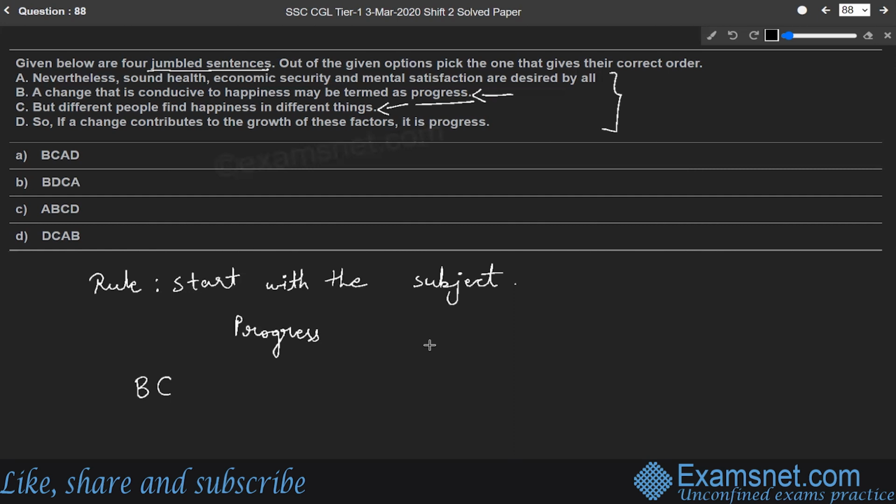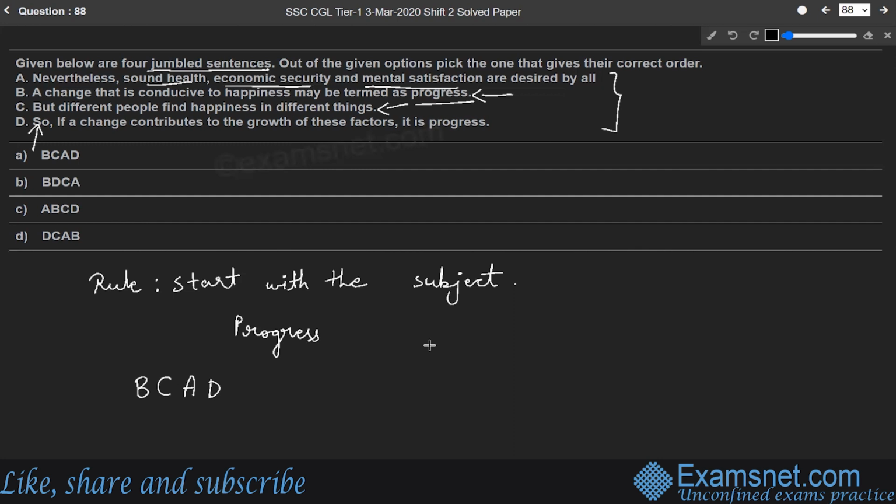Then comes statement A. What is statement A? Nevertheless, sound health, economic security, and mental satisfaction are desired by all. So this statement basically talks about some common contributors to happiness. Okay. What are the contributors? So sound health, economic security, and mental satisfaction. So next statement is A. And obviously the last statement is D. Statement D is, so if a change contributes to the growth of these factors, it is a progress. See, the word so basically gives us a conclusion. That is why it will be the last statement. This statement refers to how the change contributes to these factors.